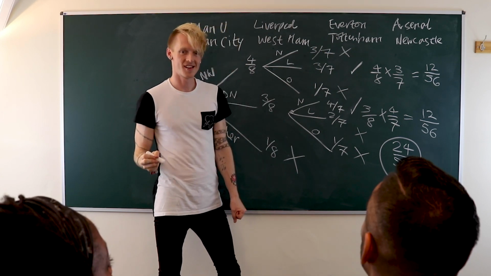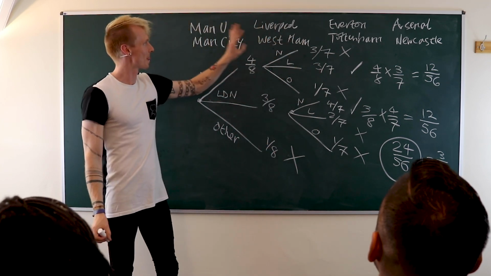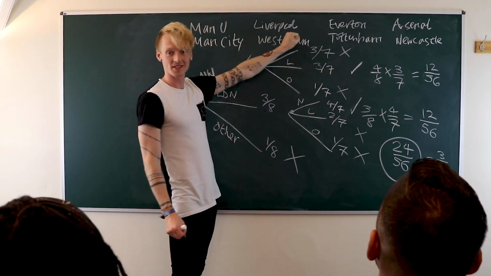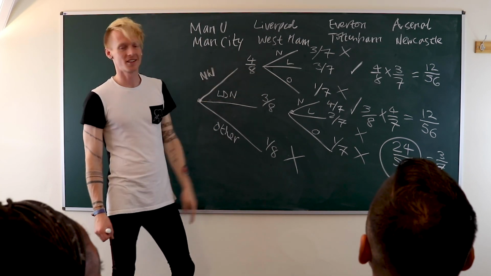Which is equal to... Can we cancel? Yeah, I think we can. Divide by 2. Divide by 8, can't we? Yeah. So 3 over 7! So the probability in our FA Cup draw of a London team playing a northwest team is 3 over 7, which is almost half.